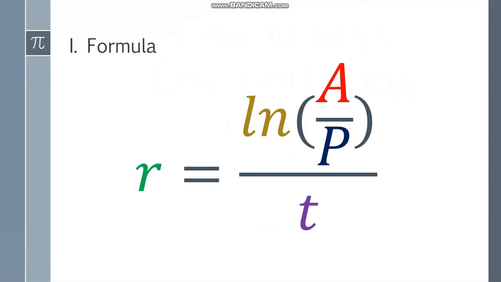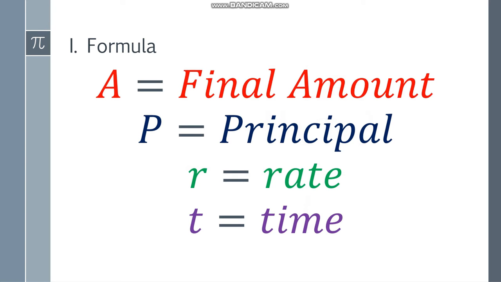Now, for the formula, we have r is equal to ln of the quantity A over P, all over t. ln is the natural log, so I'll discuss it later. So, let's have the variables. A will be the final amount. P will be the principal or present value, r will be the rate, and t will be the time.